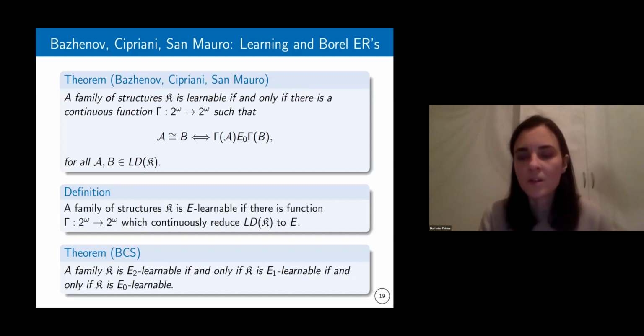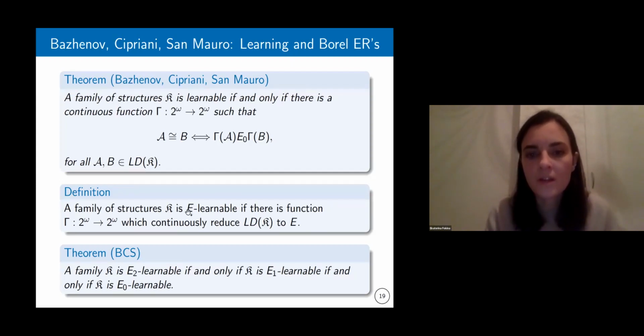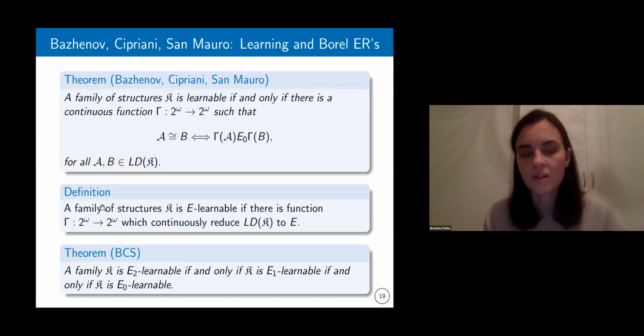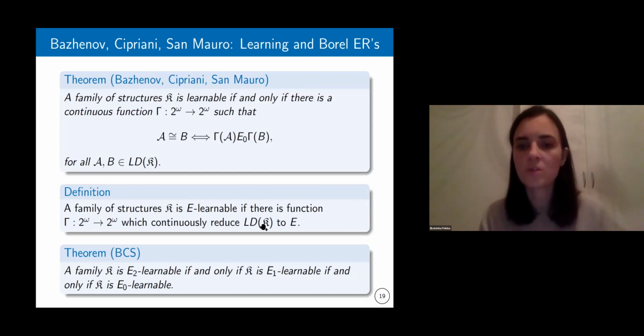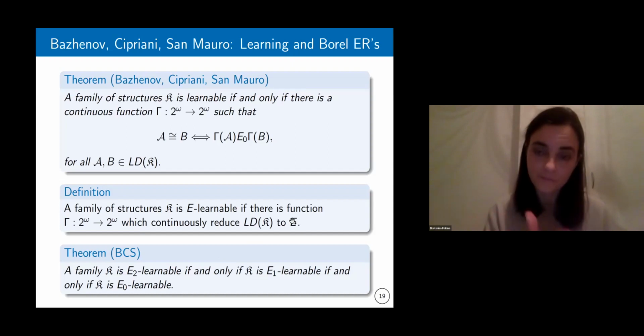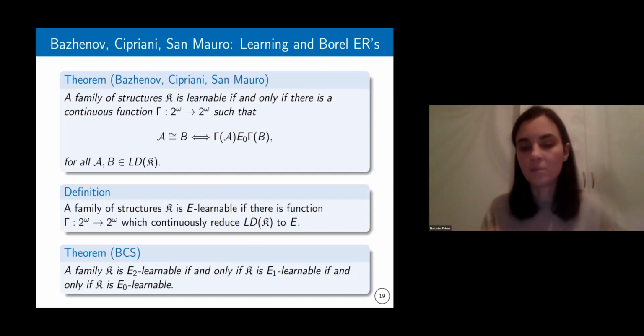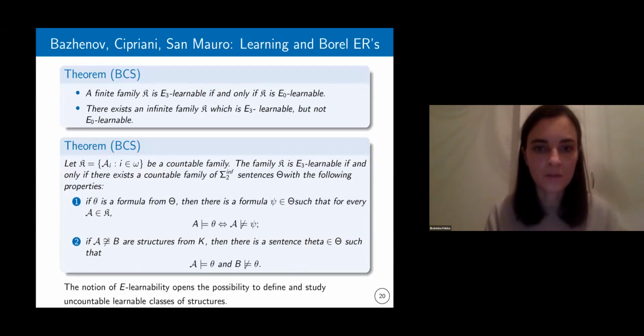And then after they observed this result, they introduced a new notion of learning. One can say, okay, a family of structures is E-learnable, where E is some equivalence relation, if there exists a continuous function that reduces the isomorphism relation on the isomorphic copies of structures from K to this relation E. And then one might study how those notions of learning differ for different benchmark relations from descriptive set theory. So I will not really go into the details of these results.